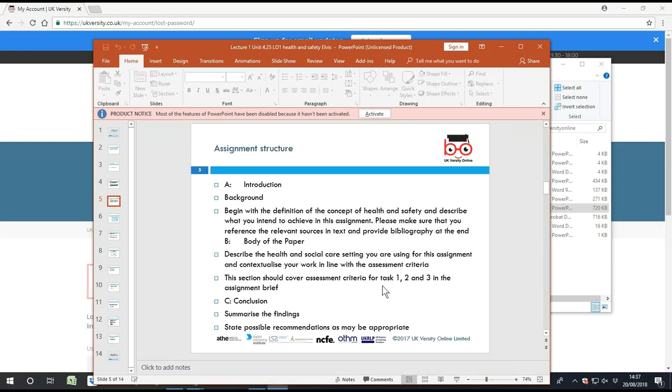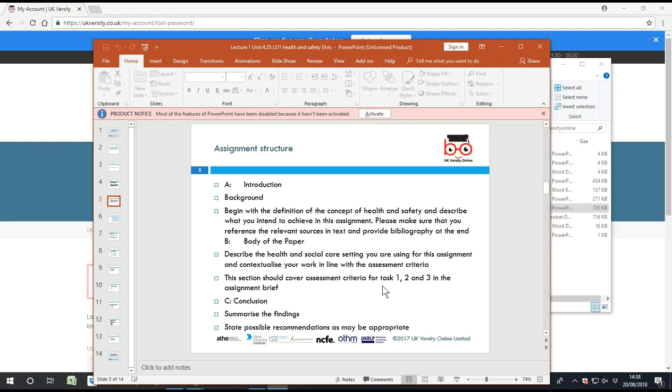The next slide looks at the assignment structure. I've tried to guide you as to how best you'll be able to answer the questions. First is your introduction. Give us a brief background of what you actually intend to achieve in the assignment. Begin with a definition of the concept of health and safety and describe what you intend to achieve in this assignment. Please make sure that you reference the relevant sources in the text and provide a bibliography at the end of the paper, because this is an academic exercise and you need to state all the sources that you have used.